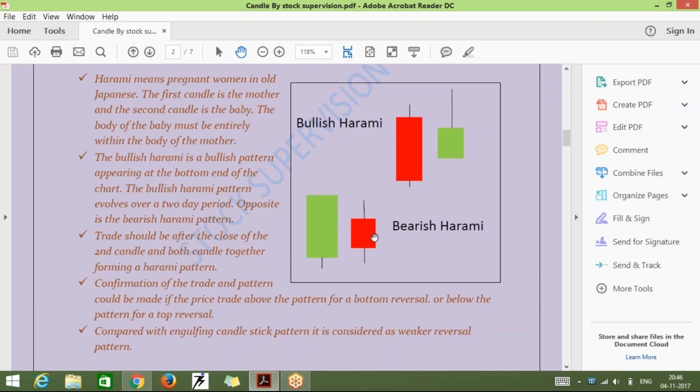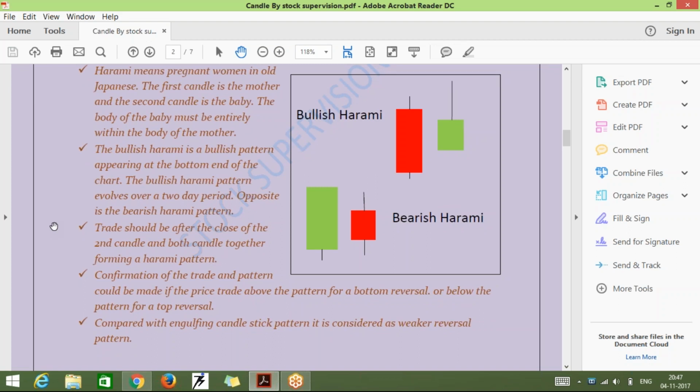But if you are not that much of a risk taker, you should wait for another candle formation before going for the confirmation of the trade. The pattern could be confirmed if the price trades above the pattern for a bottom reversal, or below the pattern for a top reversal.